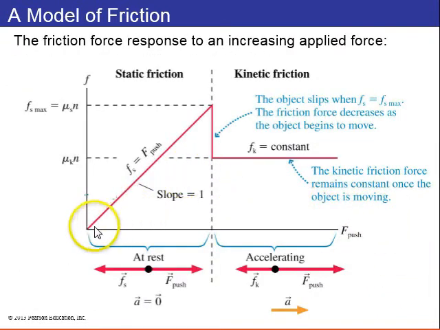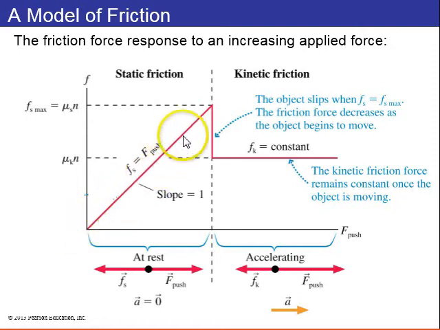Lastly, we'll just show a graph here of the friction force on the vertical axis as plotted versus some pushing force. So that woman's pushing the crate, and we measure the response. When the crate is at rest relative to the surface, we have a slope of 1 here. The static friction is equal to the pushing force. It starts off at 0. She's not pushing it. There's no friction.